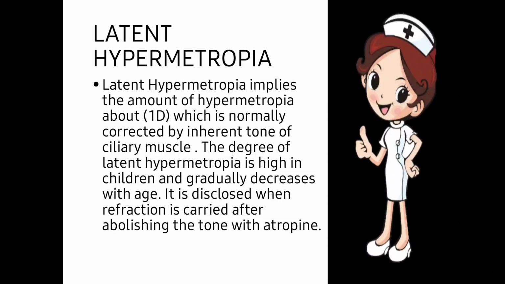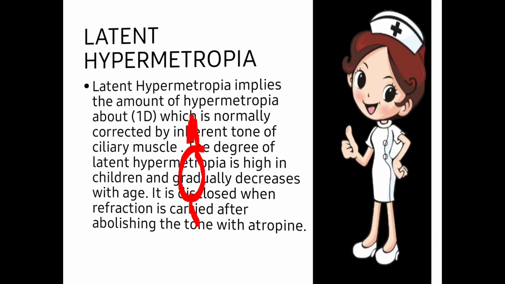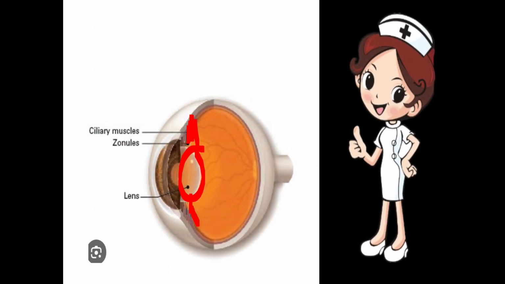Okay, after dilating the patient with the atropine, we will find out the latent hypermetropia, because 1 diopter is corrected by the ciliary muscles. If there is a plus 1 diopter hypermetropia in the patient, then it becomes properly corrected by the ciliary muscles. There is no need to give spectacle power to the person.